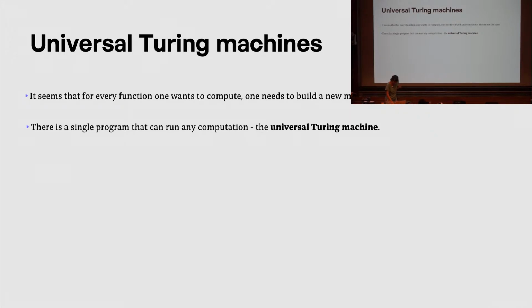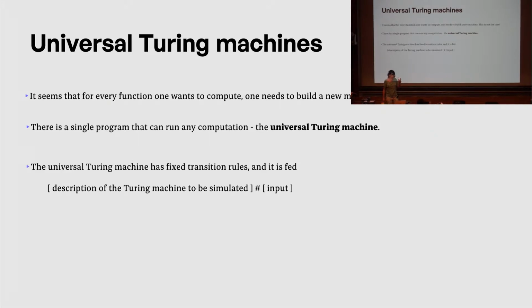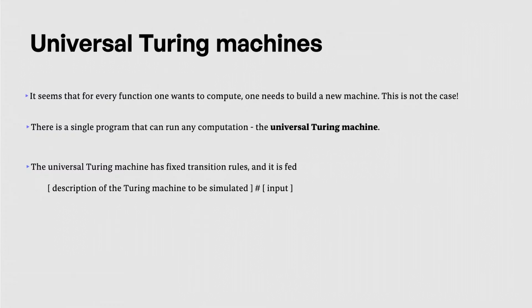Let me explain that. This universal Turing machine has a fixed program, that is to say it has fixed transition rules, but the key of the argument is that it is fed not only the input, but an enlarged piece of data, so that the first part of the data contains a description of the Turing machine that the universal Turing machine needs to simulate.